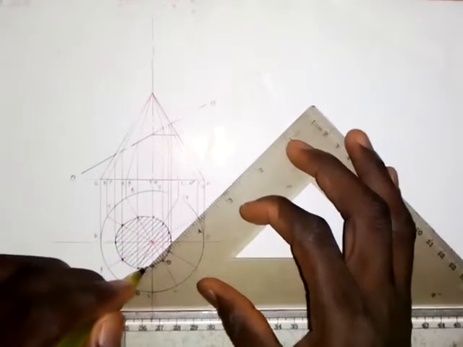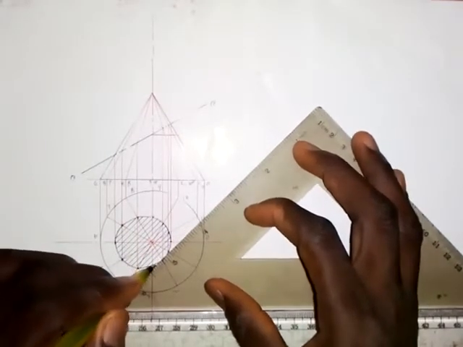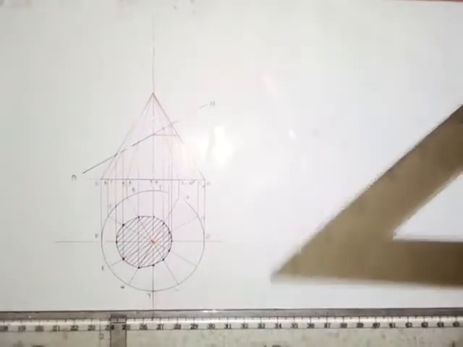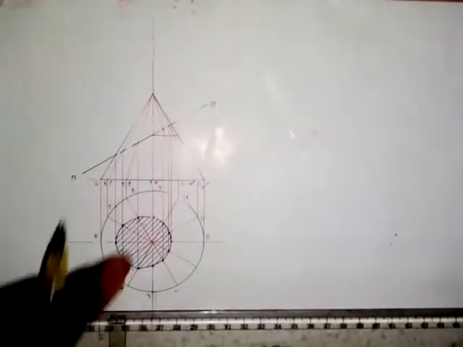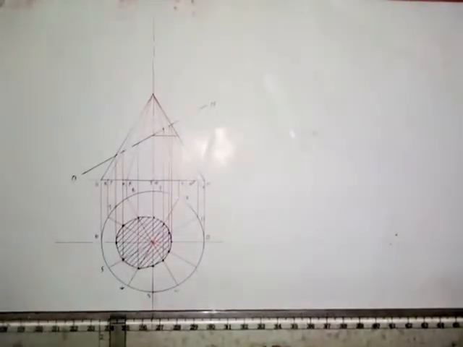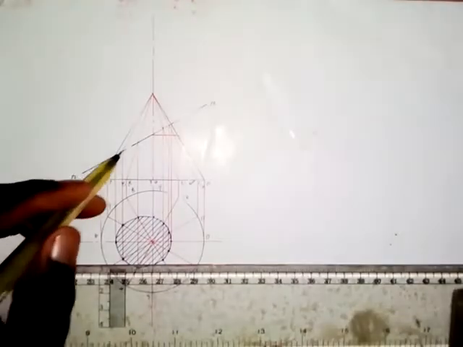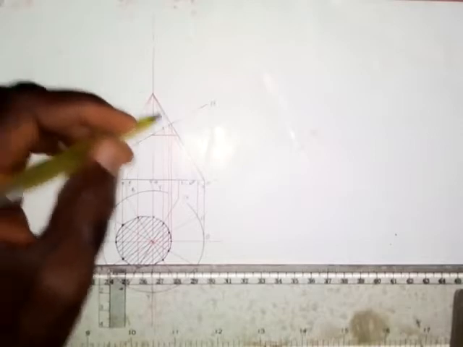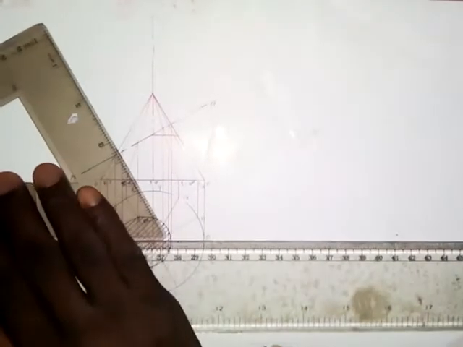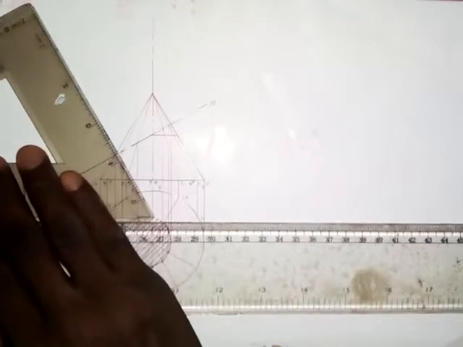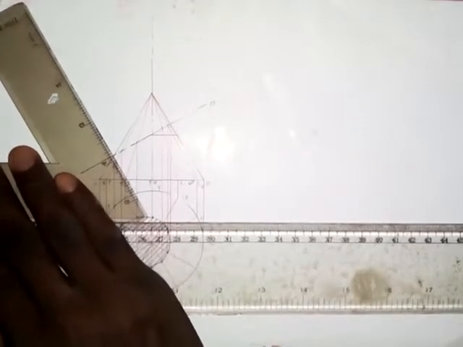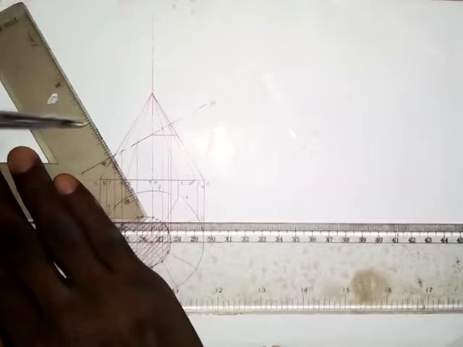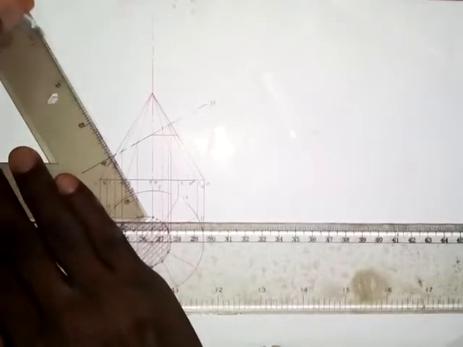Okay, so the next thing that we are going to do is to obtain the true shape. To obtain the true shape, as the cutting plane BB is inclined at an angle of 30 degrees to the horizontal, we are going to draw a perpendicular line to each of these points. So what you need to do is to make use of the 60-degree side of your 30 by 60-degree set square. You draw a perpendicular line to this point like this.